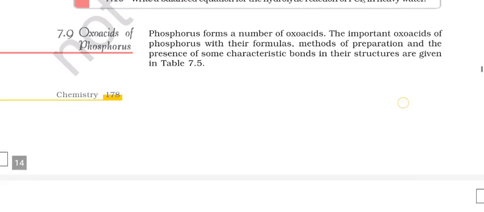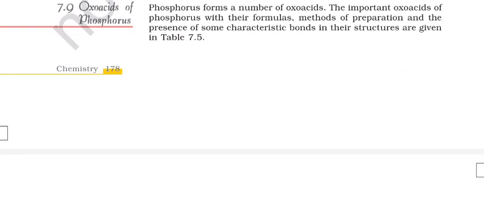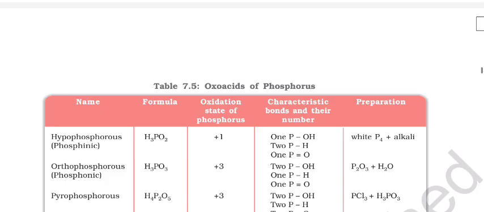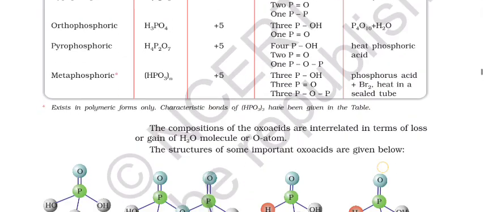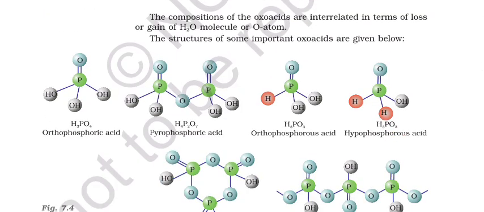Oxoacids of phosphorus. Phosphorus forms a number of oxoacids. The important oxoacids of phosphorus with their formulas, methods of preparation and the presence of some characteristic bonds in their structure are given in table 7.5. The compositions of the oxoacids are interrelated in terms of loss or gain of H2O molecule or O atom. The structures of some important oxoacids are given below.